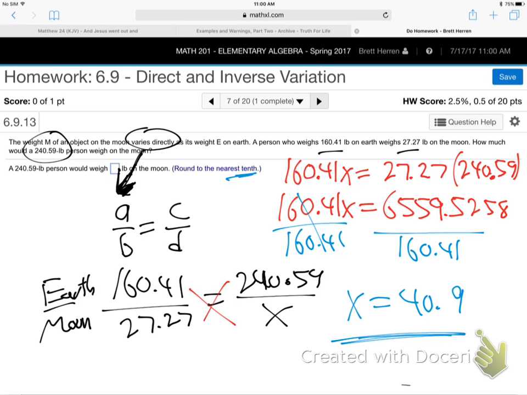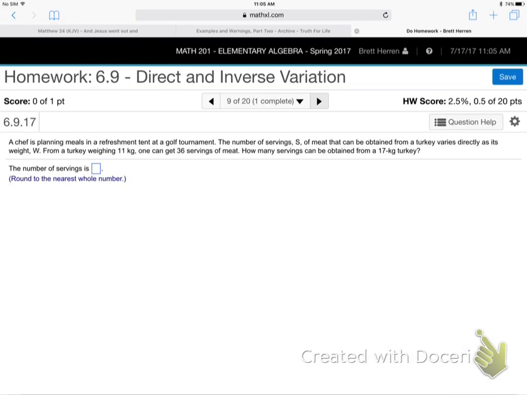Is that good? 40.9? You guys okay with these? These are not bad, right? It's two equal fractions, solve for x. Here's where you might use this kind of thing, or some people would in the real world.